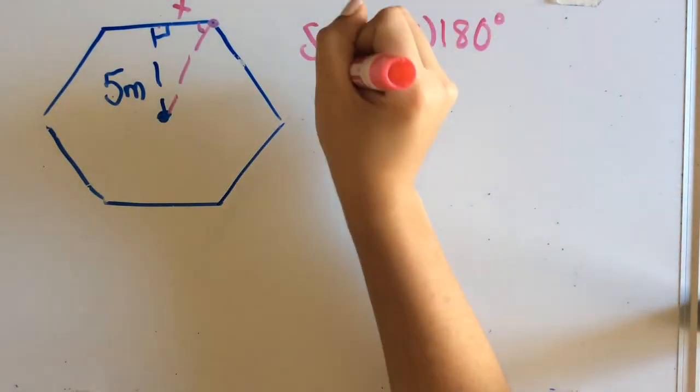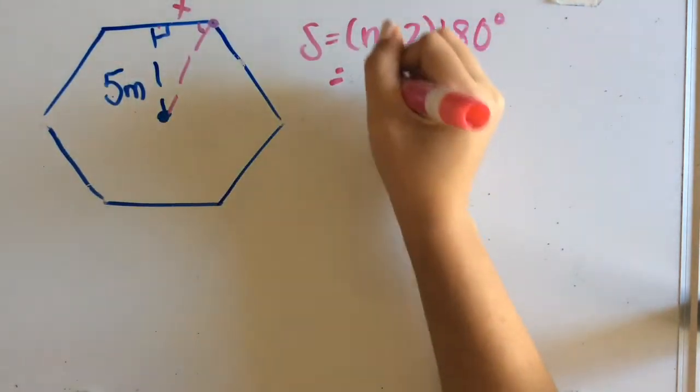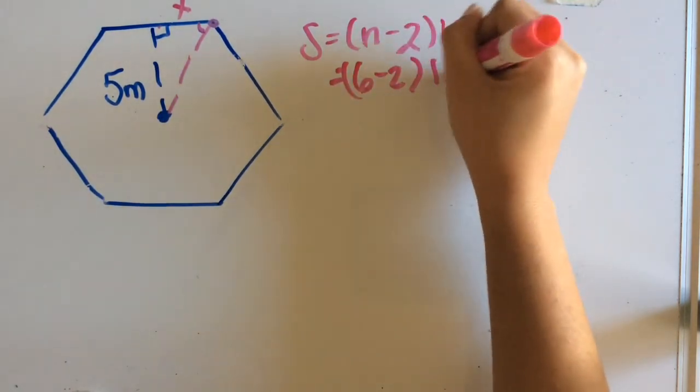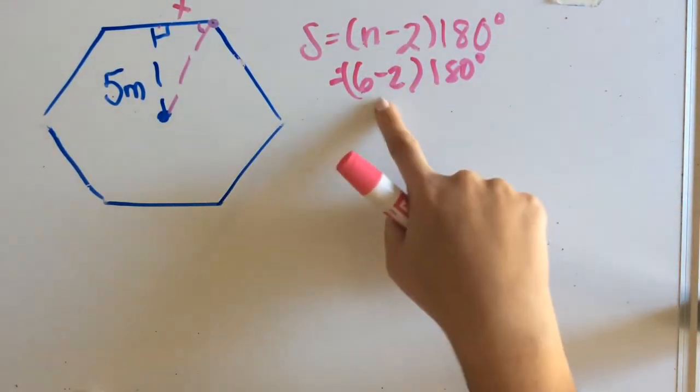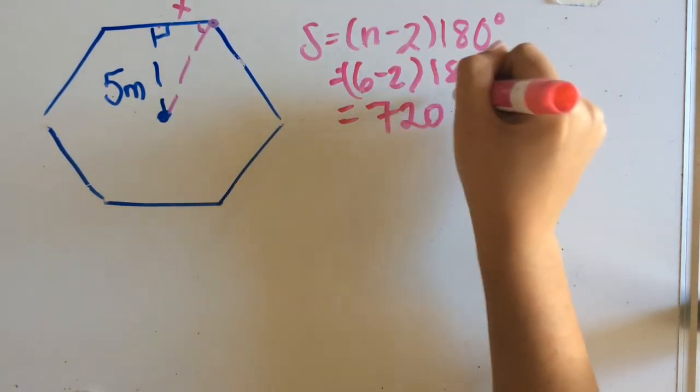So I'm just going to go ahead and plug in n, or the amount of sides. This is a hexagon, so this has 6 sides. So 6 minus 2 times 180 degrees. So that's 4 times 180, and that should give you 720 degrees.